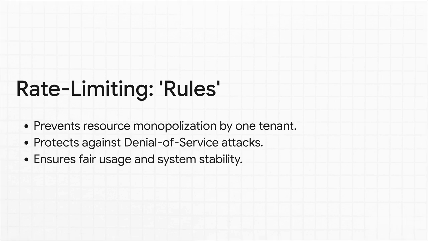Next up, every good building needs rules. That's what smart rate limiting is. It makes sure that one tenant, maybe the one in the penthouse throwing a massive party, can't use up all the shared resources, like the building's Wi-Fi or all the hot water. It protects the whole system from attacks and just ensures a stable, fair experience for everybody.